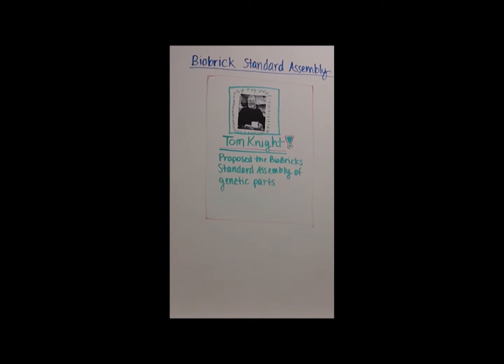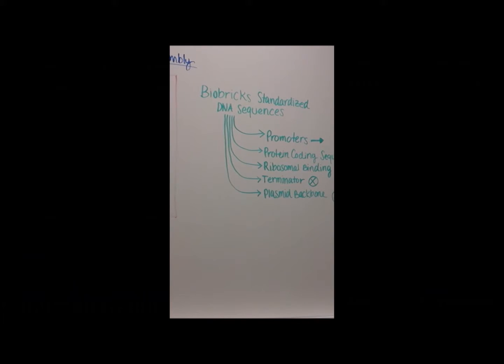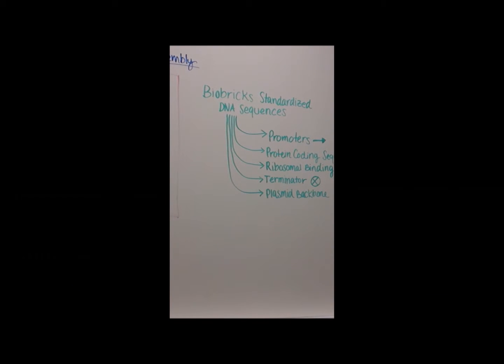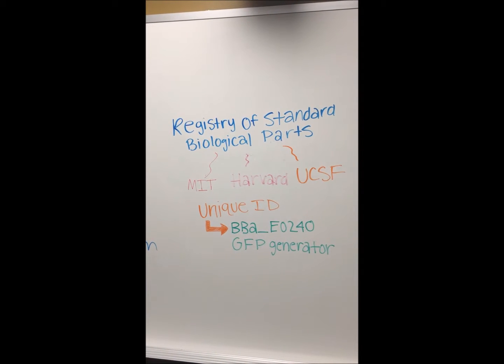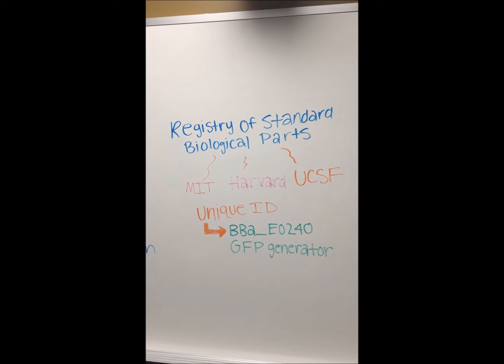BioBricks are standardized DNA sequences that can be used to design and assemble larger synthetic biological circuits from individual parts. These biological circuits can then be incorporated into living cells such as E. coli to construct new biological systems. Examples of BioBrick parts are promoters, protein coding sequences, inverters, ribosomal binding sites, terminators, and plasmid backbones. BioBricks are readily found on common source sites such as the Registry of Standard Biological Parts and BioFab.